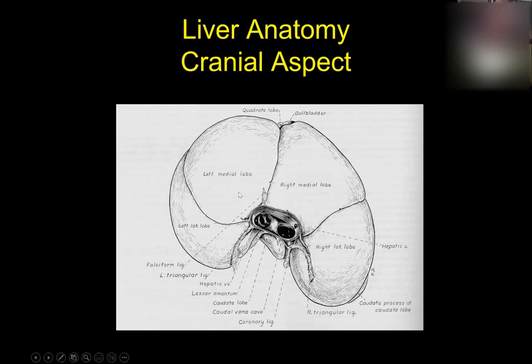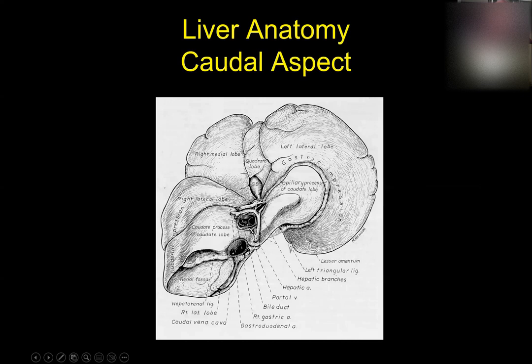Okay, so here is from your anatomy book, starting in the liver. You remember the liver has 6 lobes. It has 4 big lobes and 2 smaller lobes. And each one of those lobes has a name. This one is from the cranial aspect, looking cranially down at the liver. From the caudal aspect of the liver, so from the tail looking up, you can see the different names of the liver lobes. So here are the other small ones, the quadrate lobe and the caudate lobe.